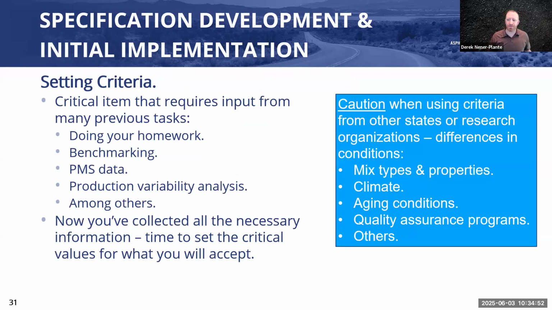Another set of cautions, this might be the third or the fourth time we have shown a slide similar to this throughout these webinars. But a big item that always comes up with balanced mix design is setting the criteria, right? We're going to use X test. How do I pick the number? How do I do that? Where do I get that from? And obviously that's a critical item. It requires input from a ton of other things. A lot of those other tasks that we always talk about feed into the idea of what criteria I am going to set. Doing your homework, looking at what other people have done, benchmarking what you have today, looking at your pavement management data, looking at production variability, right?